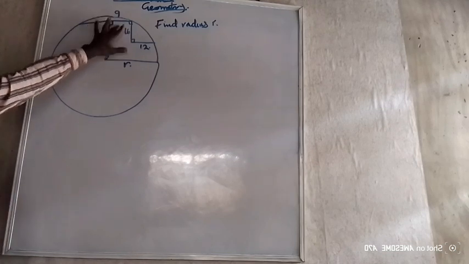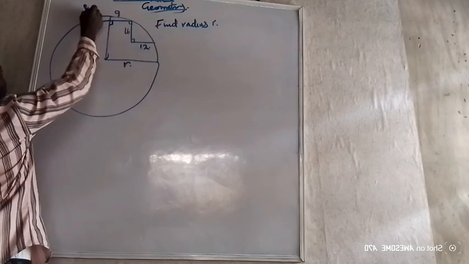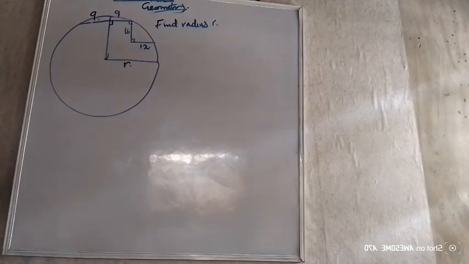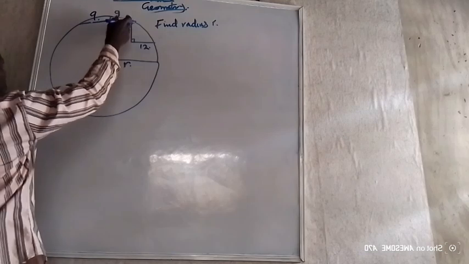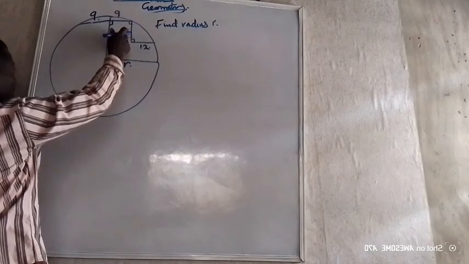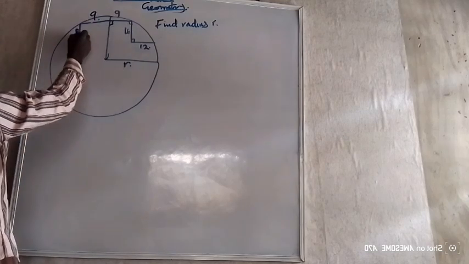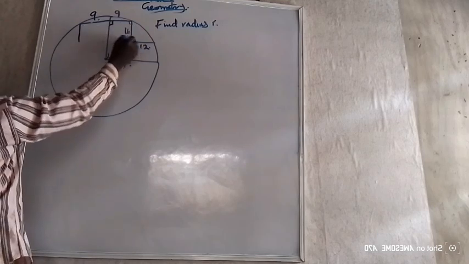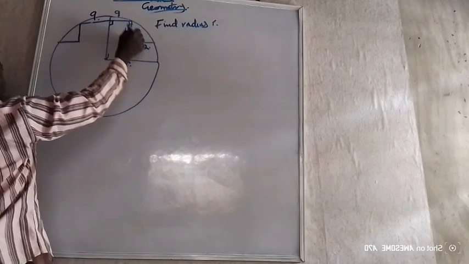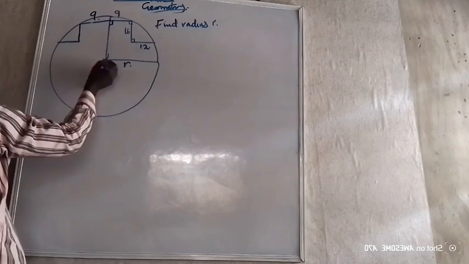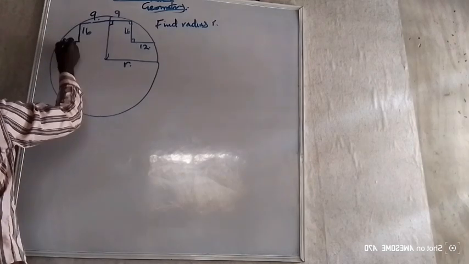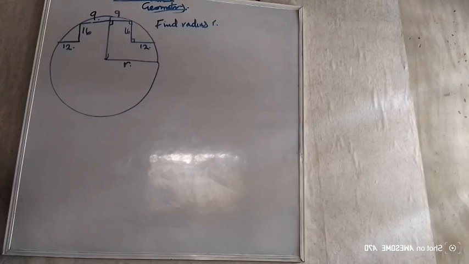This 9 centimeter will be half of the chord. So this other part will be 9, so the whole chord is 18 centimeters. That is 9 plus 9. Now we have the line perpendicular to that chord, 16 centimeters. So let's draw another one parallel to this one, and another one parallel to this one. So this one and this one are parallel. This one and this one, they are parallel. So this one is also 16, and this one is also 12.